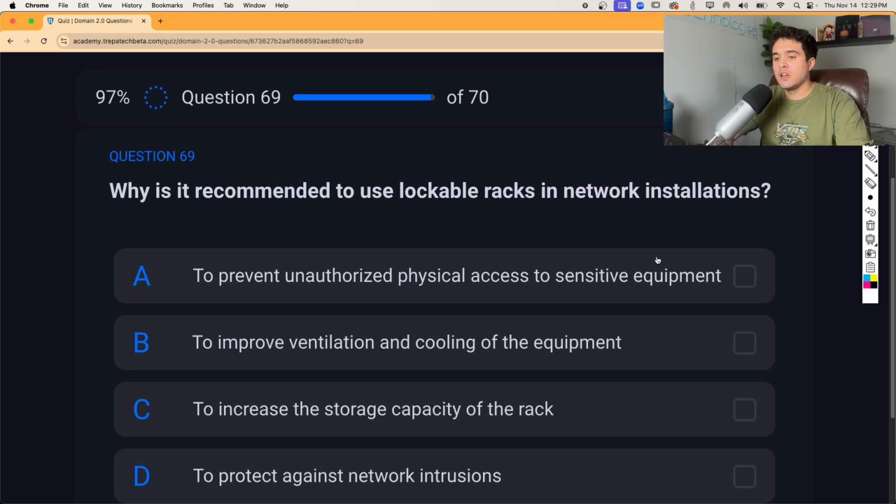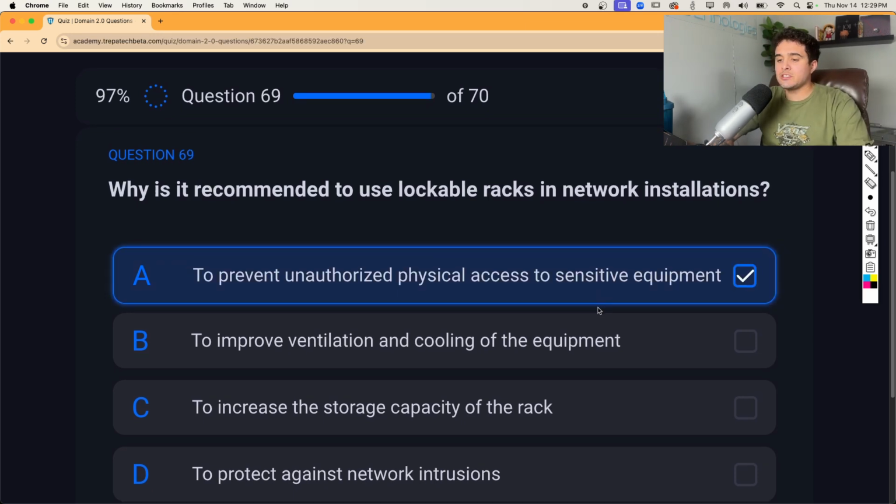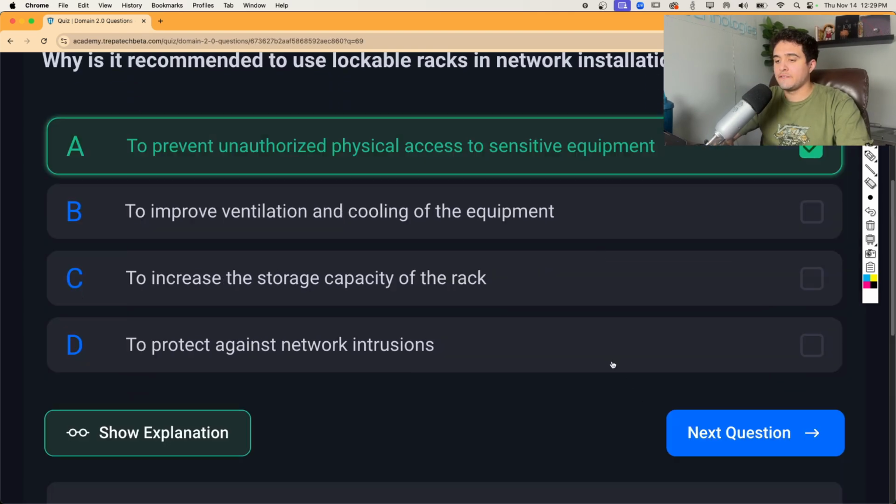Question 69. Why is it recommended to use lockable racks in network installations? I mean, it's just protection, right? It's protection, physical protection.